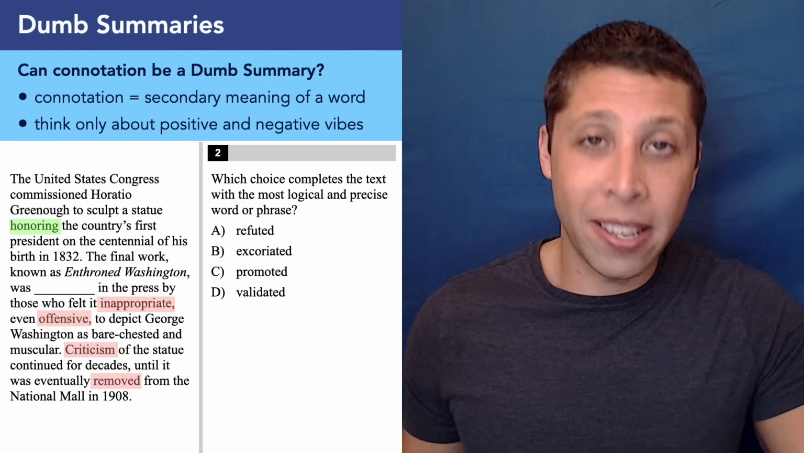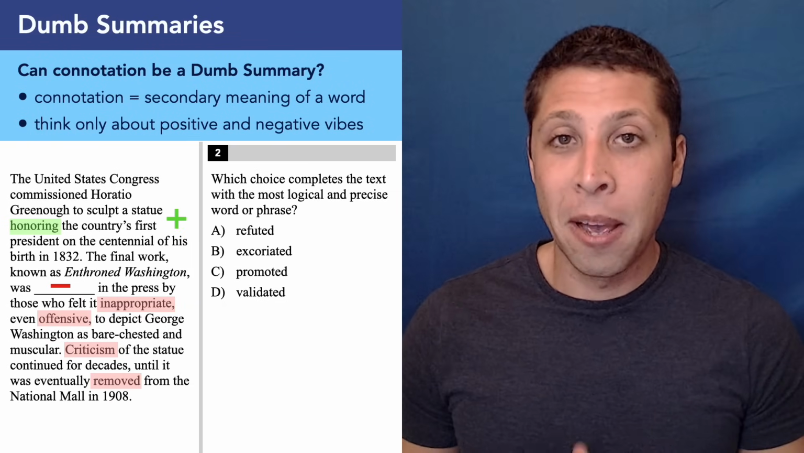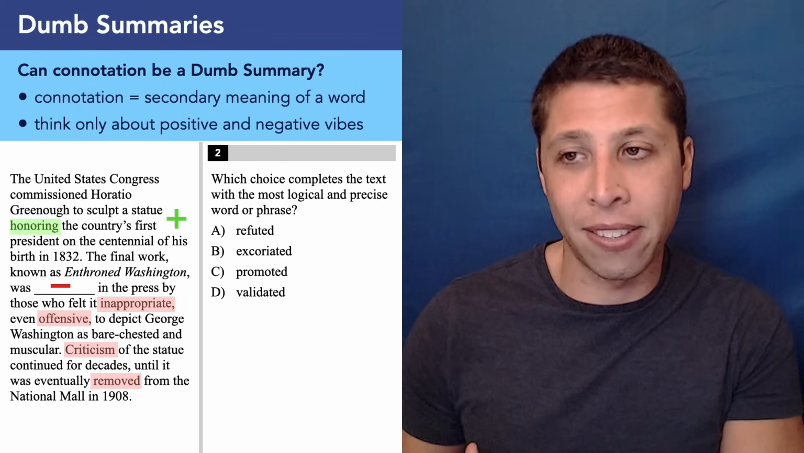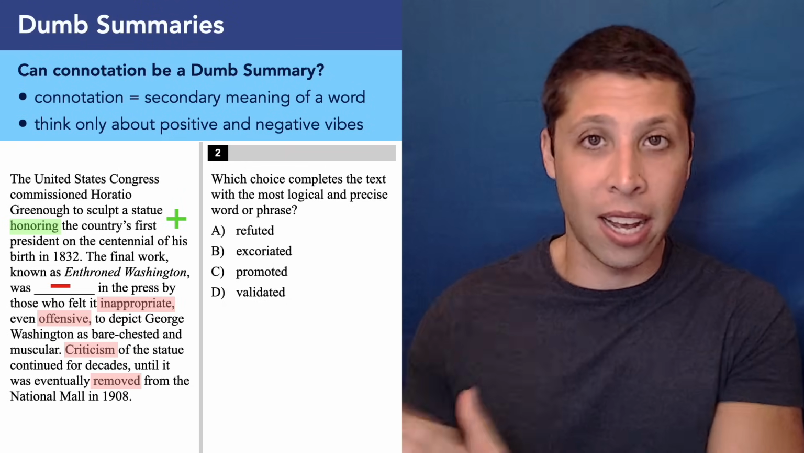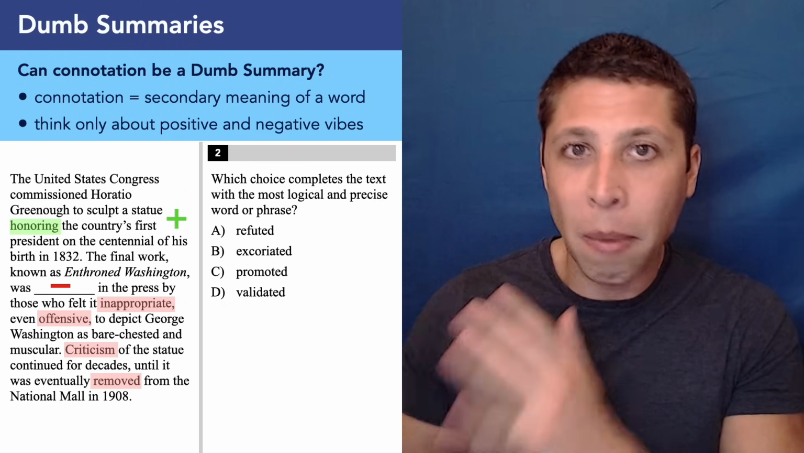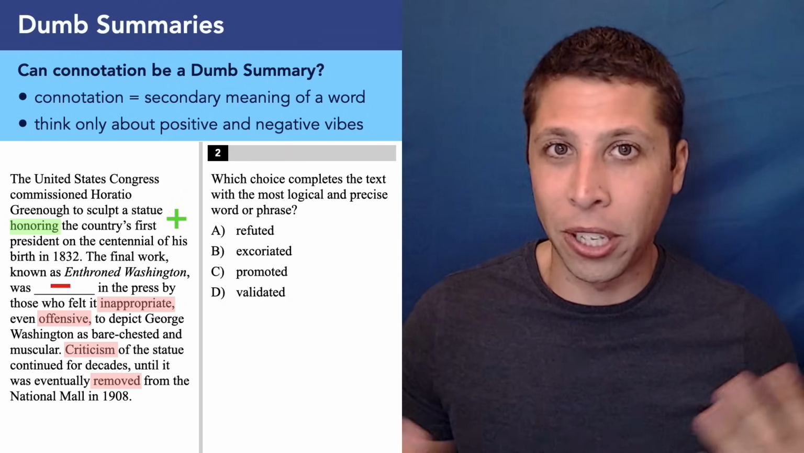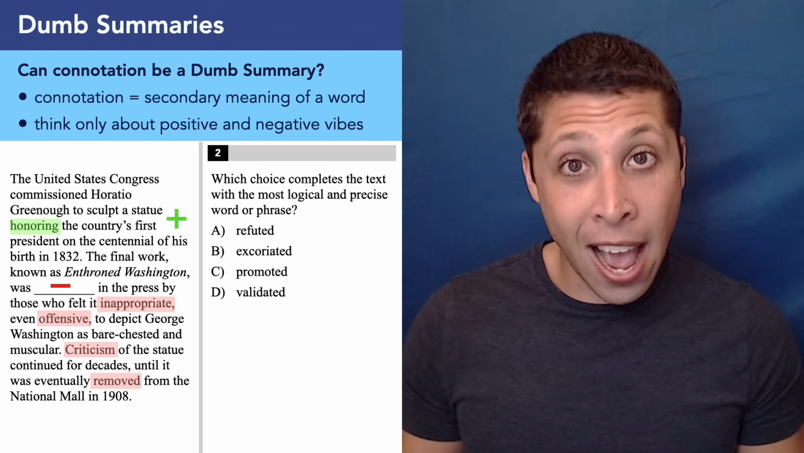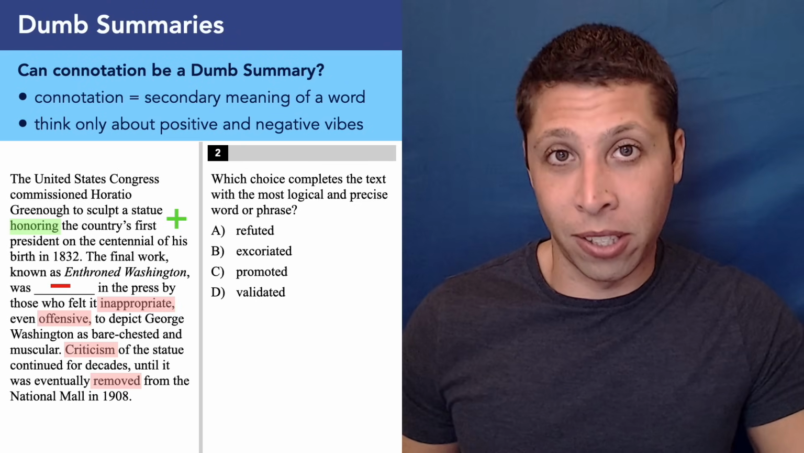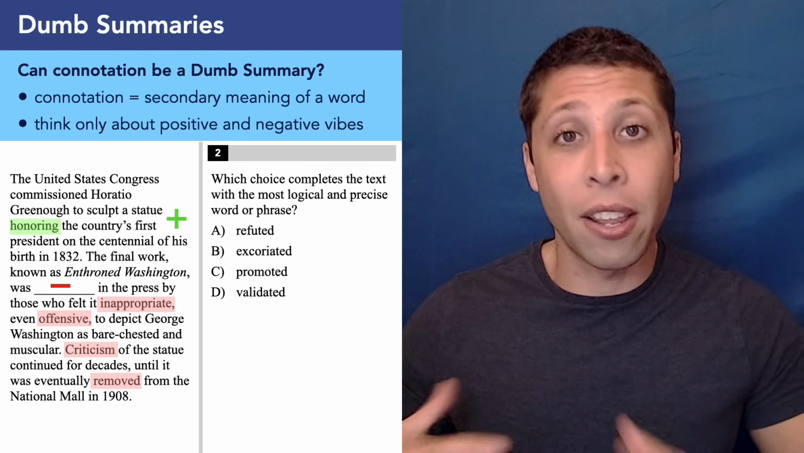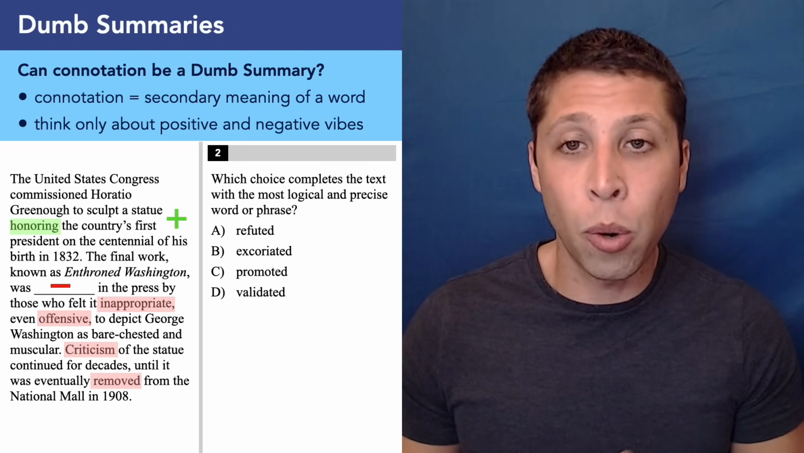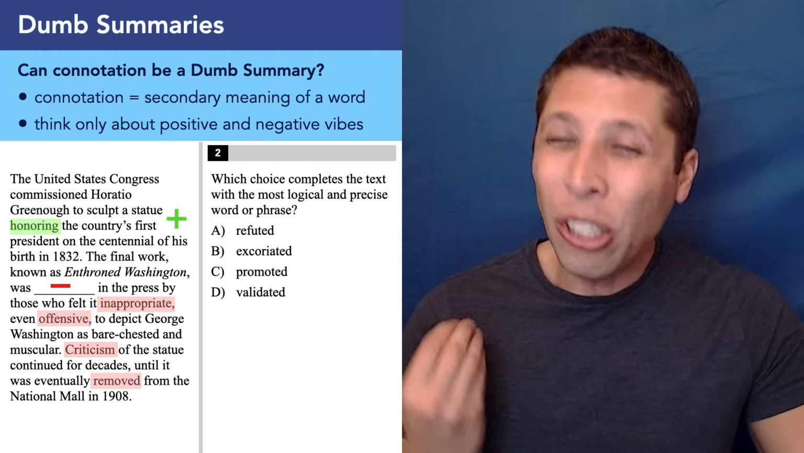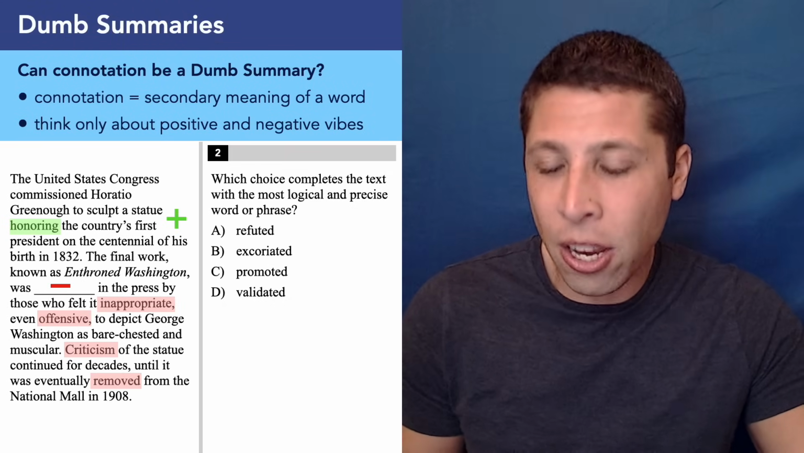So maybe this thing starts out positive, okay? But the blank clearly needs a negative. There's a definite shift in this passage, and we have a lot of negative words telling us what the press probably thought of this statue, this weird, jacked George Washington statue. Now we can look at the answer choices, and we can still do the same thing, try to think about the connotations of these words. So maybe we can't specifically define each of them, but we should have a sense of their connotation.